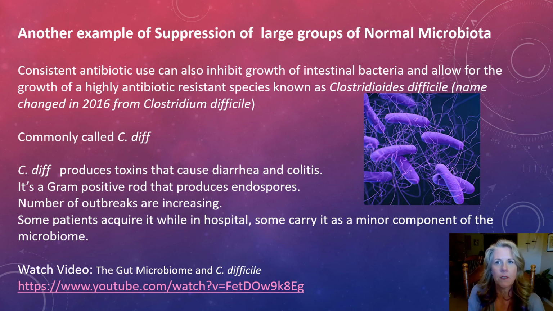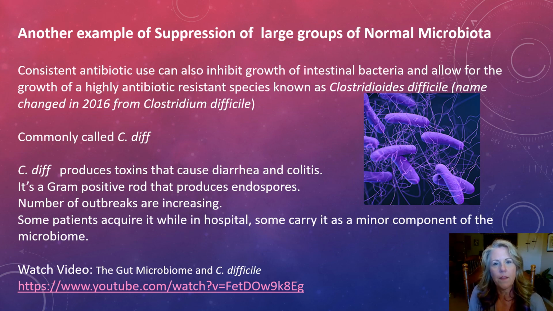And this example happens a lot of times when people are consistently on antibiotics. So for whatever reason, they are consistently getting bacterial infections one after another, hard to treat infections. So they are receiving antibiotic treatment and then maybe another one very quickly. We see this a lot in elderly individuals when they are more susceptible to bacterial infections. So that's what I mean by consistent antibiotic use. Consistent antibiotic use can also inhibit the growth of intestinal bacteria and allow for the growth of highly antibiotic resistant species. Okay, so we're wiping out the majority of the bacteria that is there in the intestines, but they happen to have these highly resistant strains, resistant to the antibiotics.